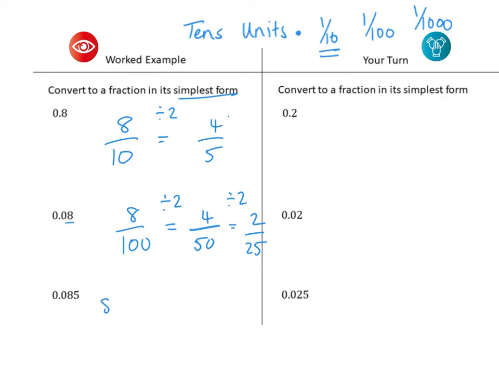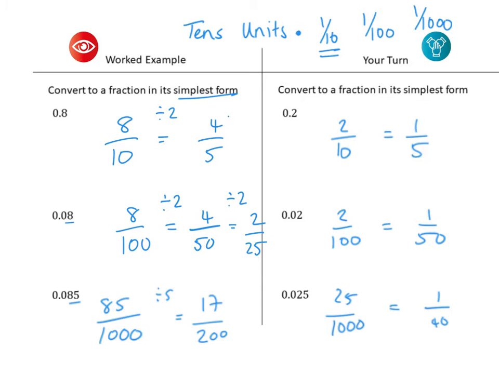And then the last one, we have 85. This time the place value is 1,000. And again, we could divide each of those by 5. So I'm going to end up with 17 over 200. If you want a quick go on the other side, then pause the video. And there's the answers to check.